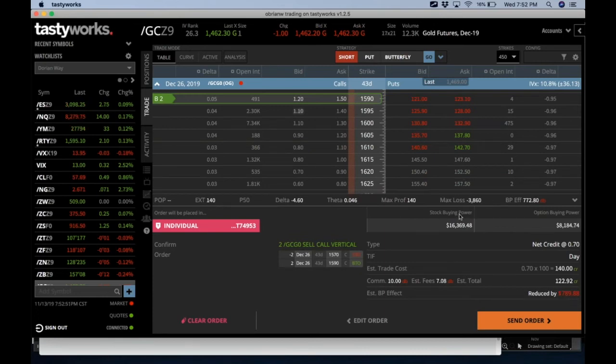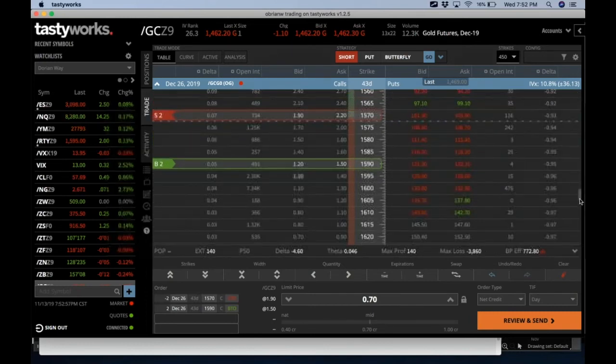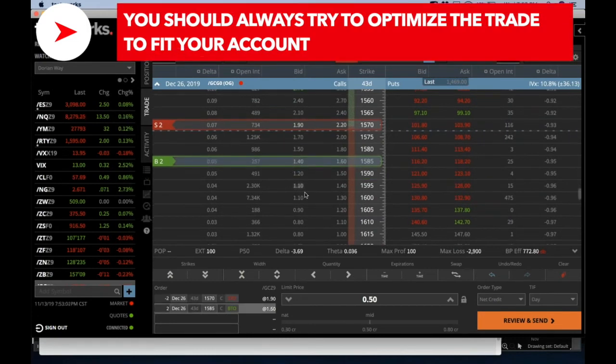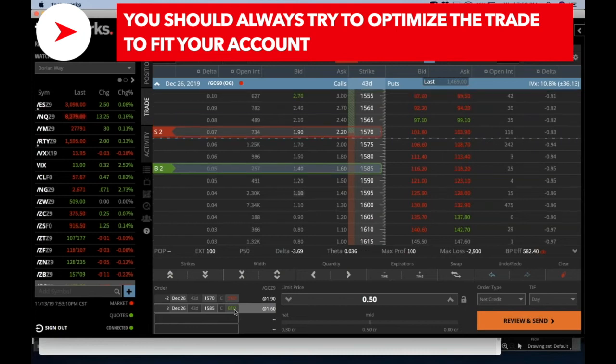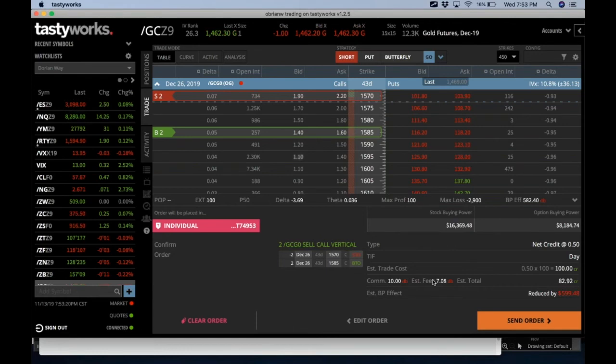It's not too bad for 2 contracts, but you can edit it and try to optimize the trade even more. So you can bring up this long leg. Now we brought the long leg up 5 more points, and this is what it looks like now. It's going to be under 100 after fees, but you drop that max loss a little bit. But that's 82. So I like the first trade better because I'm getting a little bit more. It's not too much of a big difference.